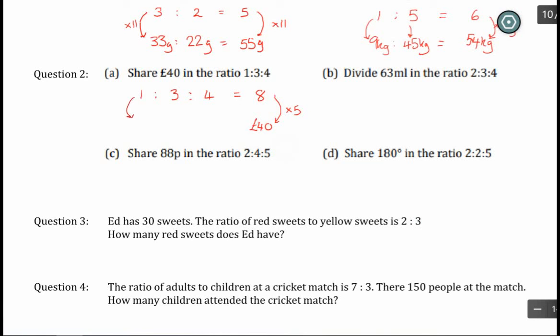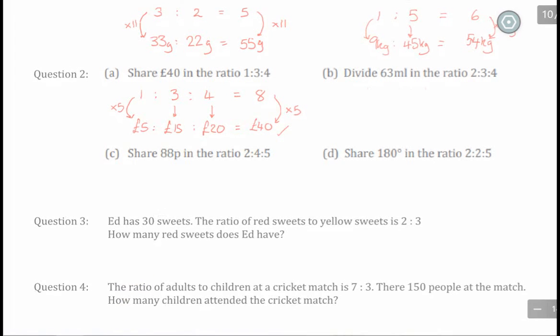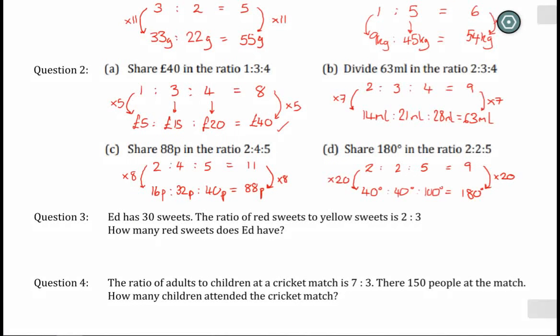Okay, so if you times all of these by 5, the first person gets £5, the next person gets £15, and the last person gets £20. And let's just make sure that adds up to 40. Yes, it does. So we already know we're right. Okay, again, I'll fill in the rest. You can pause the video and mark your work. There's the answers.